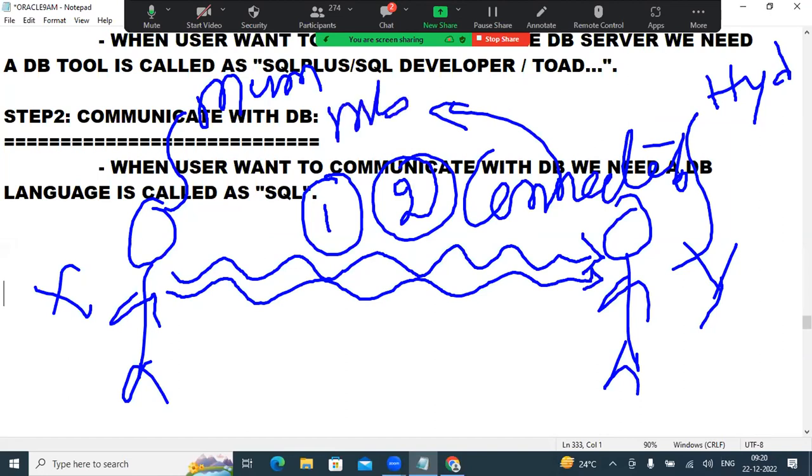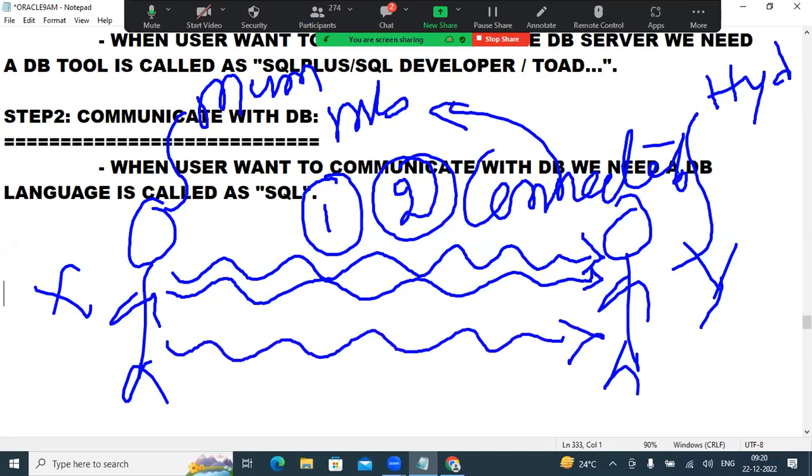Based on some mobile devices I'm using, and with the help of that mobile device, I'm going to connect to my Y person. After connecting, what is the second step here? You need to start a communication now.